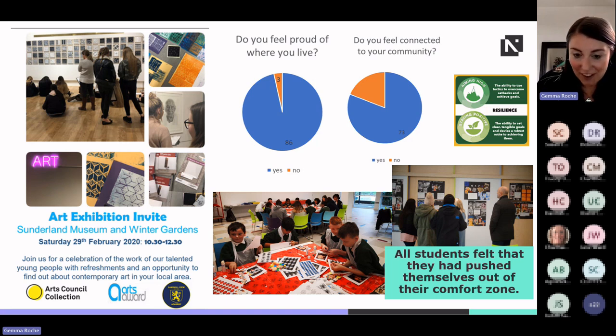The young people said that they pushed themselves out of their comfort zone, they felt more connected to the community, and they felt proud of where they lived. I don't think many senior teams would argue that that is a negative thing. So when you're planning your external visits, think about how you can provide data that they just can't argue with. I don't think many people would argue against this data.